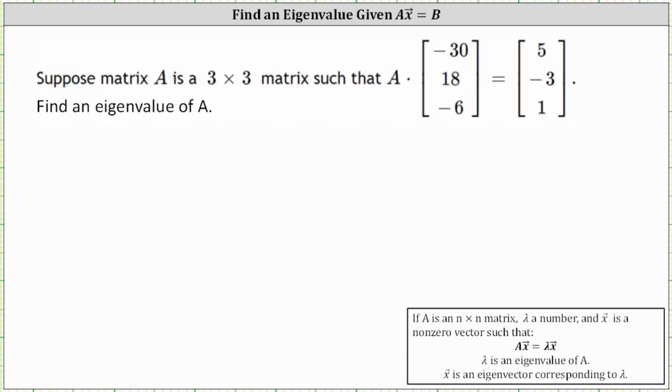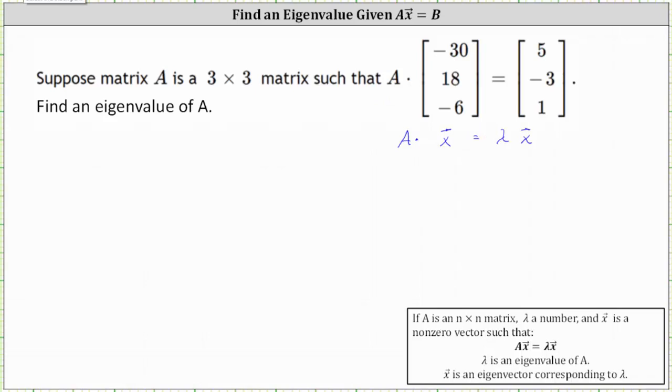Suppose matrix A is a 3 by 3 matrix such that matrix A times the vector negative 30, 18, negative 6 equals the vector 5, negative 3, 1. Find an eigenvalue of matrix A. Notice the given equation fits the eigenvector equation matrix A times vector x equals lambda times vector x, where lambda is an eigenvalue of matrix A.